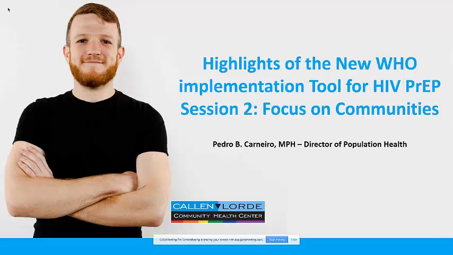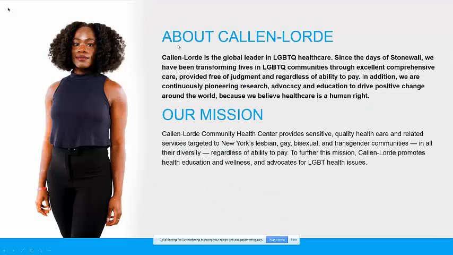I'm going to first explain to you a little bit about our population, but then I'm going to draw a lot from the excellent PrEP implementation tool from the WHO, which brings together for everybody the key concepts that a community can play. And I'm going to really focus on the second module, which is the one for communities. So just a little bit about Callen-Lorde. We are an LGBTQ organization. We serve about 17,000 patients every year, and our mission is to provide quality, sensitive healthcare to the New York LGBTQ community, regardless of their ability to pay.